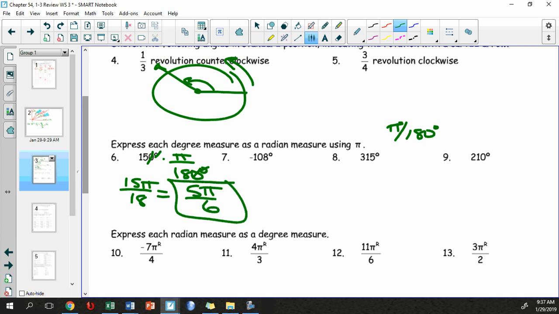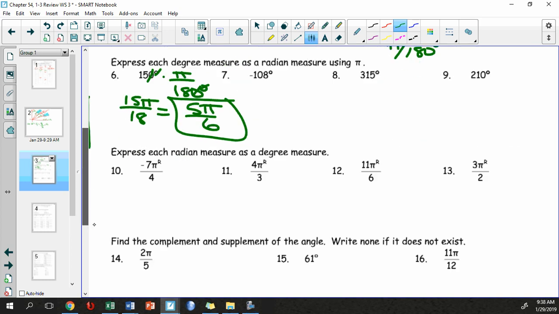And let's be honest, you memorized the unit circle. Is 150 on the unit circle? Yes, it's 30 degrees away from 180. Pi is 180. A 30-degree angle has a denominator of 6, so it has to be 5 pi over 6. Okay? You guys should be able to do those without any problems.